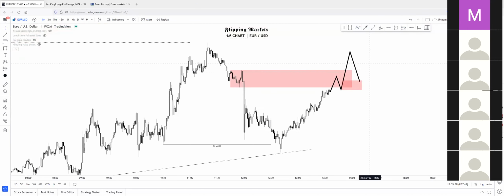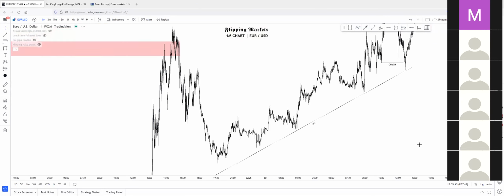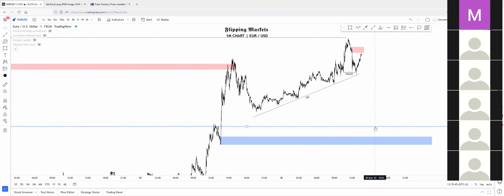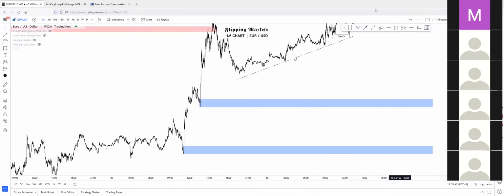But I believe price will react on this supply zone and price will create a deeper pullback to some. Sorry, don't interrupt me. Just wait, please.